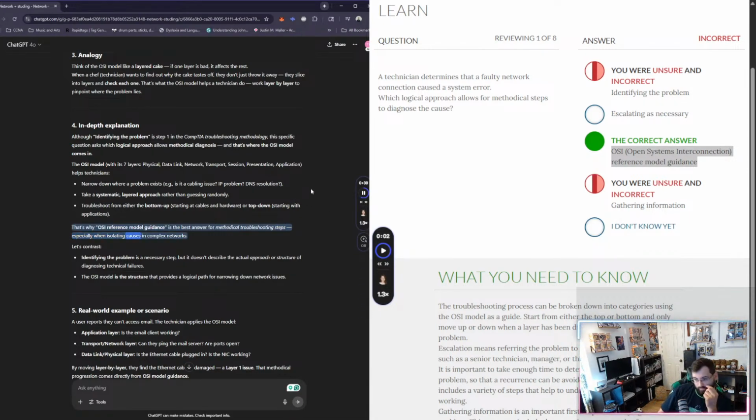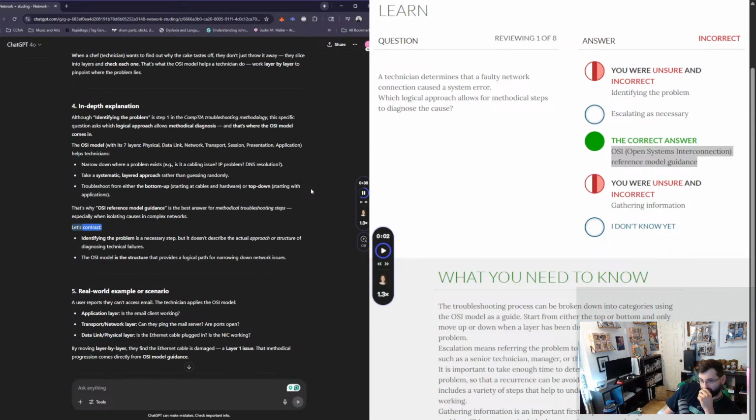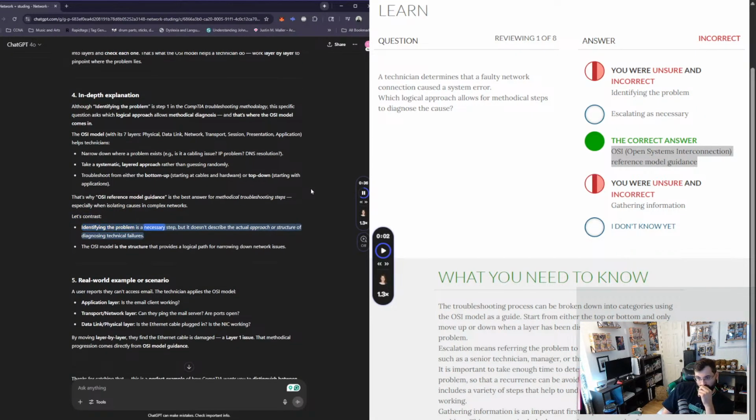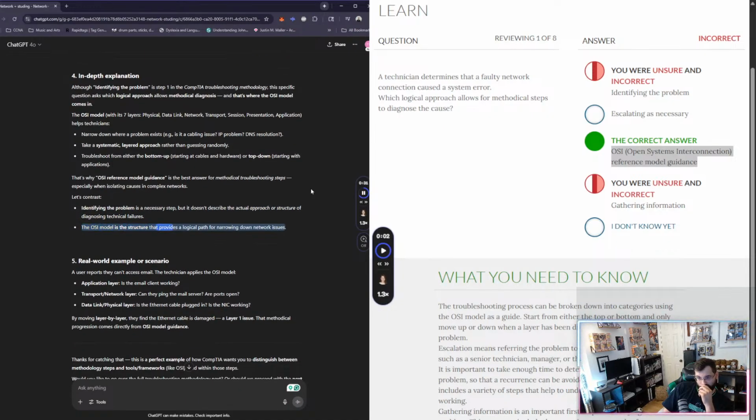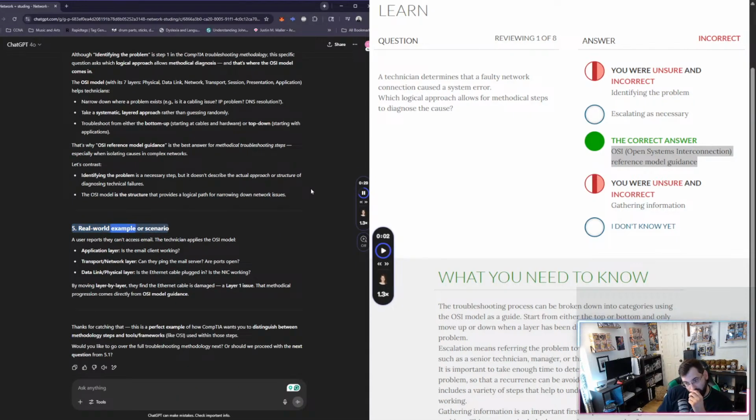Especially when isolating causes in complex networks. Let's contrast. Identifying the problem is a necessary step, but it doesn't describe the actual approach or structure of diagnosing technical failures. The OSI model is the structure that provides a logical path for narrowing down network issues. Yes. Number 5, real-world example or scenario.